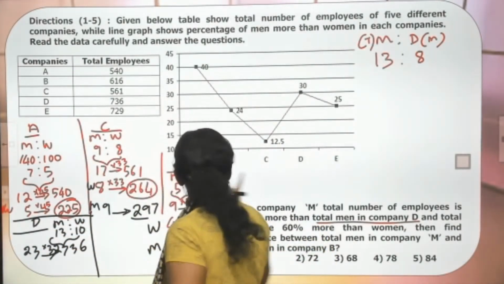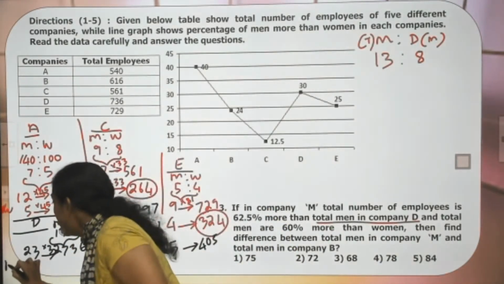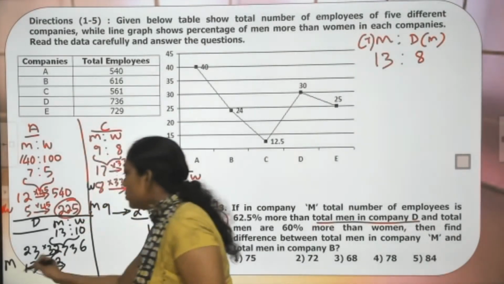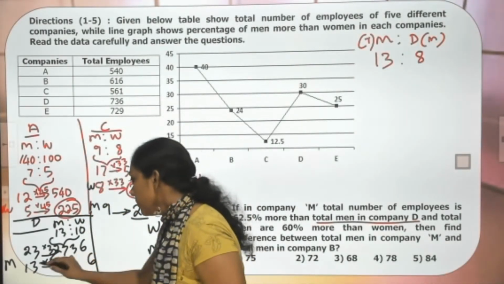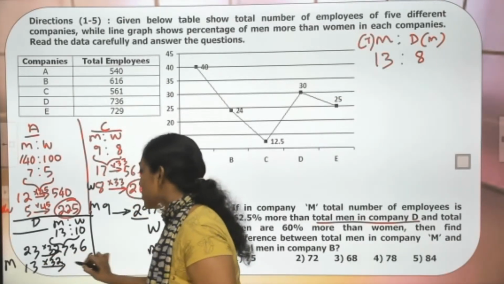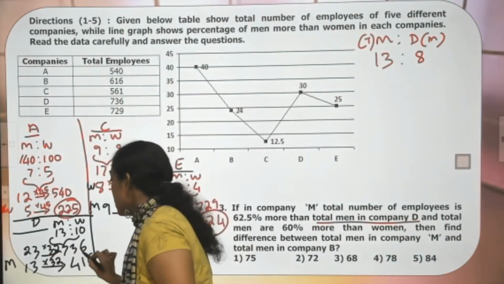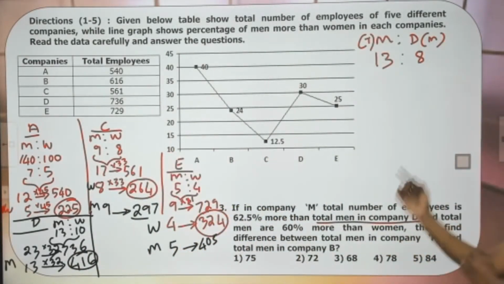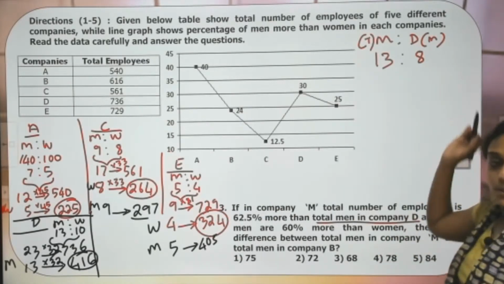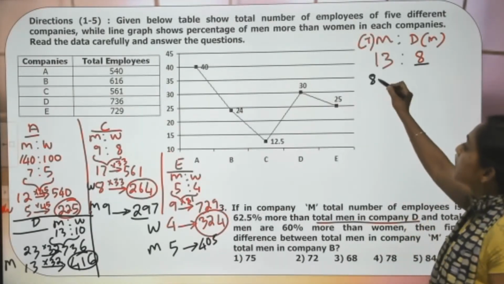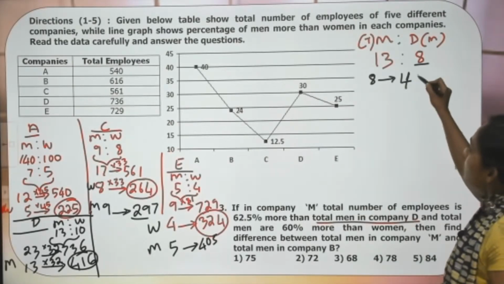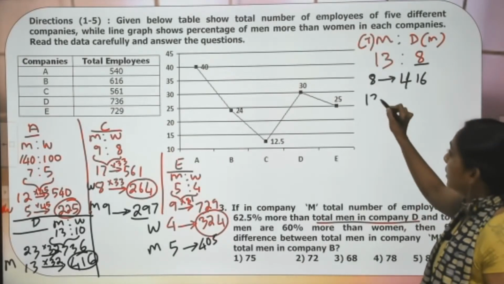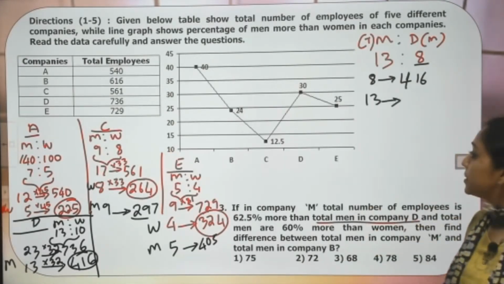So I need the value of men. The men value will be 13, so 13 into 32. That is 416. So the number of men in company D is 416. So this 8 is given as 416. So what will be the value of the total number of employees in company M? That will be 13.